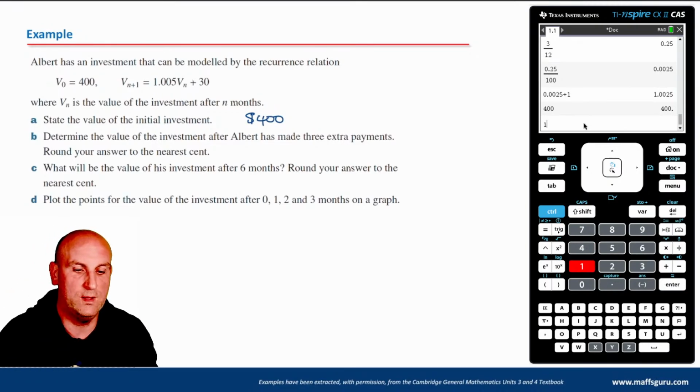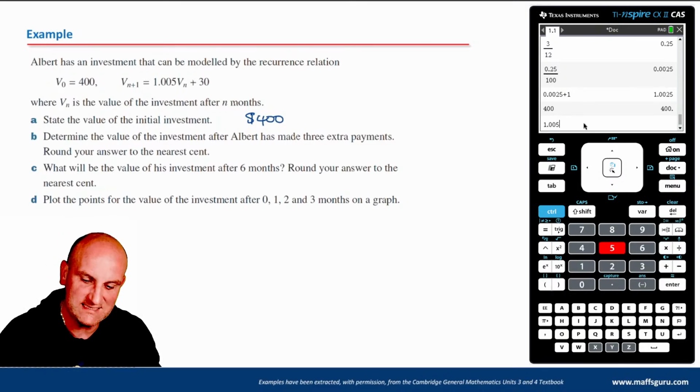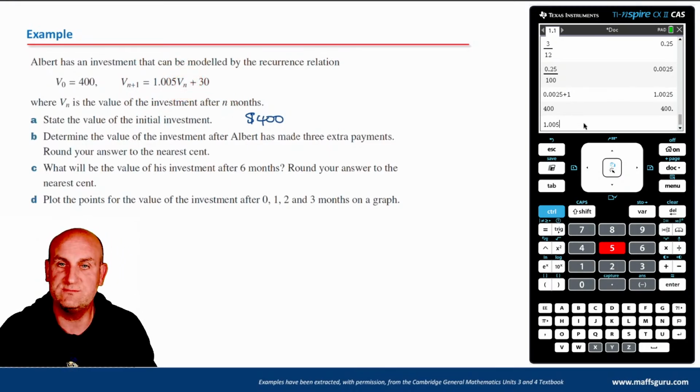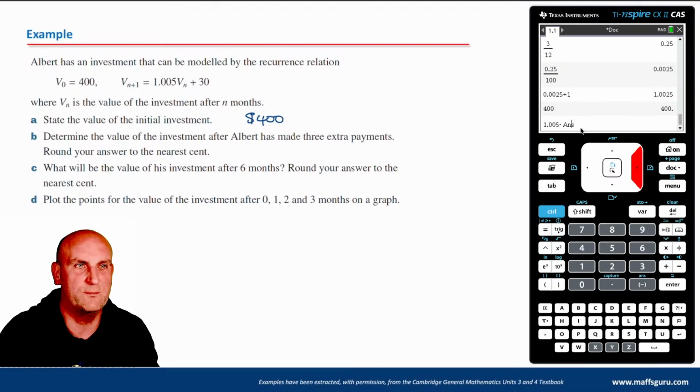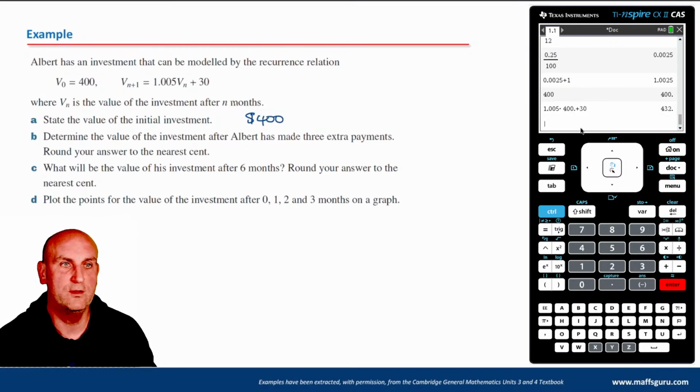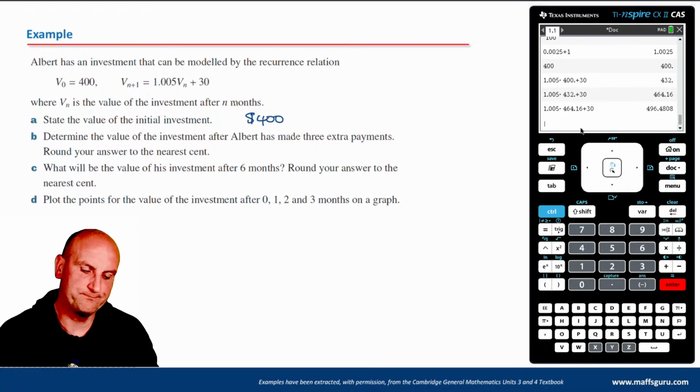How do I now get each one after one after one? Well, I'm going to do 1.005. This basically is just a formula. Where I see the V of n, I can put ANS in my calculator. So there's my 1.005. I'm going to go control and minus to do my answer. Actually, I'm going to go back there and put a times in just in case. Don't want to make a mistake. I'm going to put plus 30. Right, it wants 3 extra payments. So 1, 2, 3.